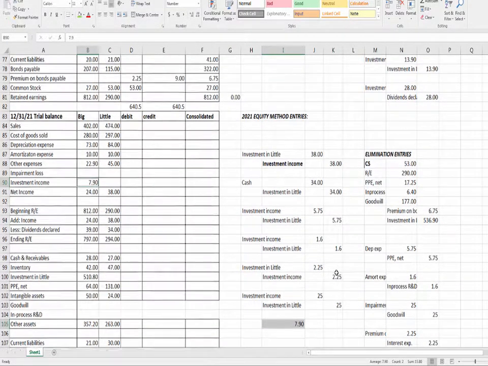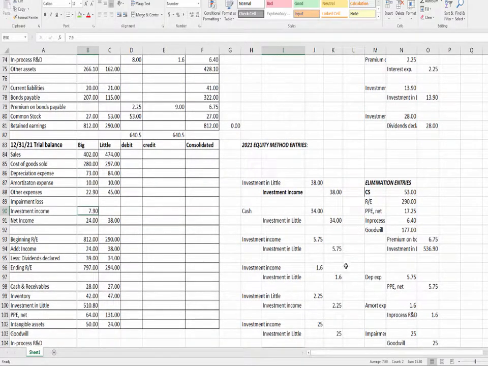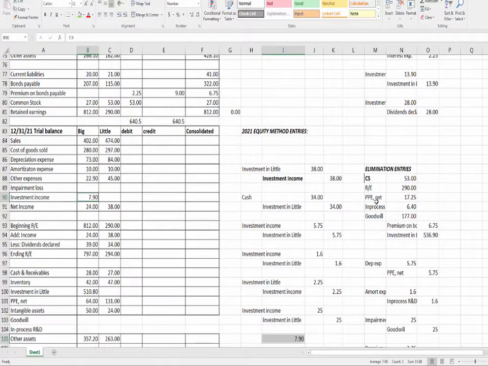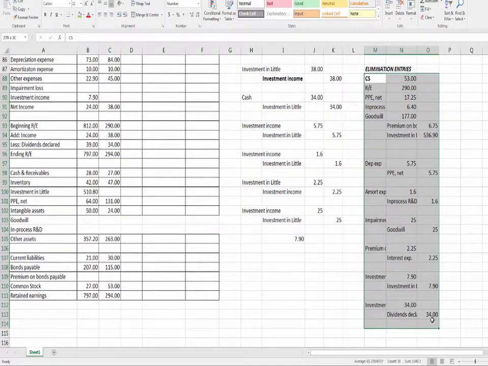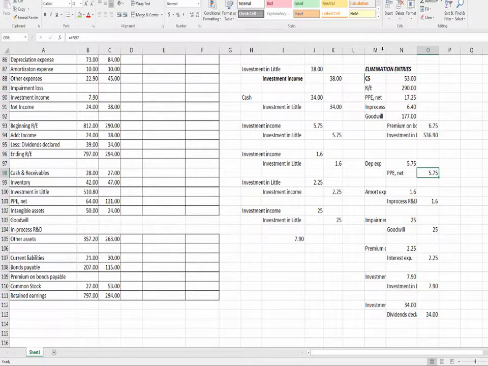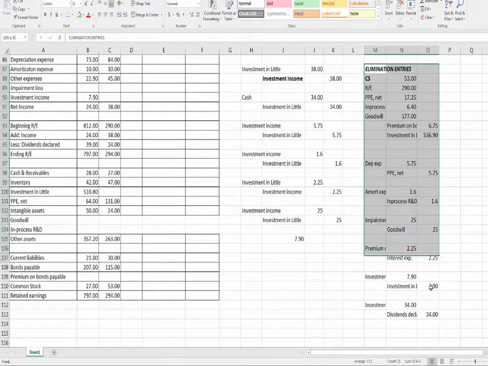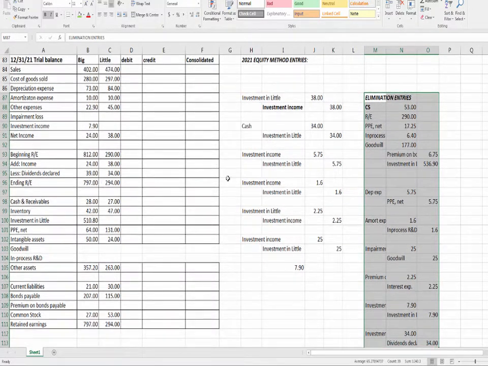Okay, now again, it's simply a matter of copying debits to the debit column, credits to the credit column. I say this until I'm blue in the face. This is the hard part. Once you get this far, once you get these elimination entries, it's all coasting downhill from here.